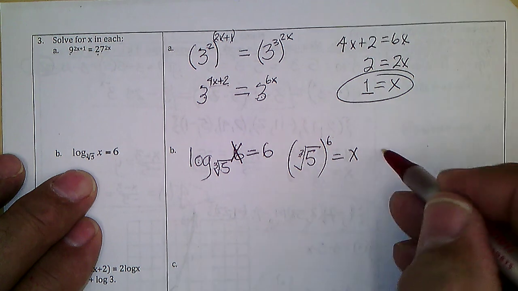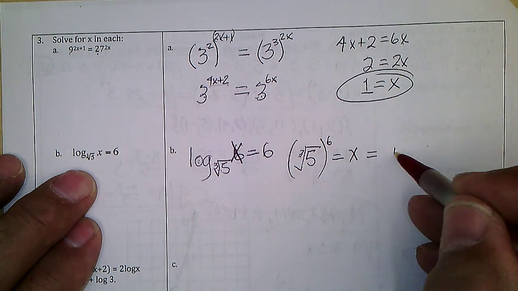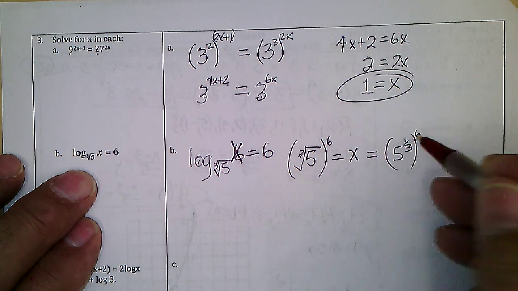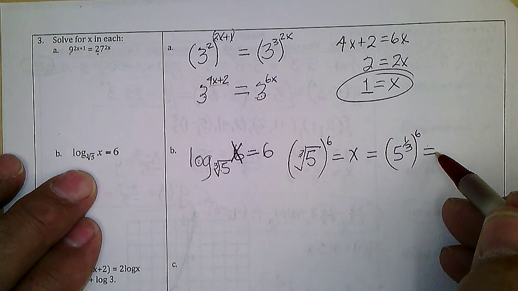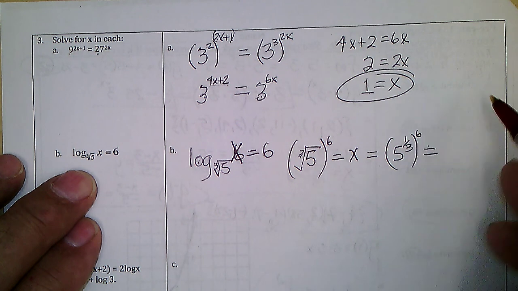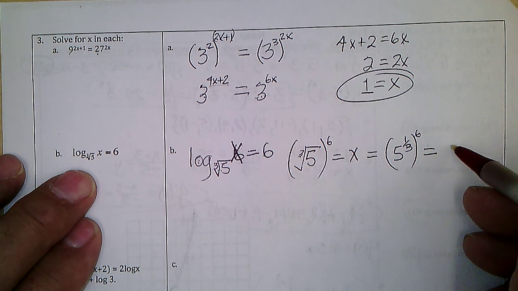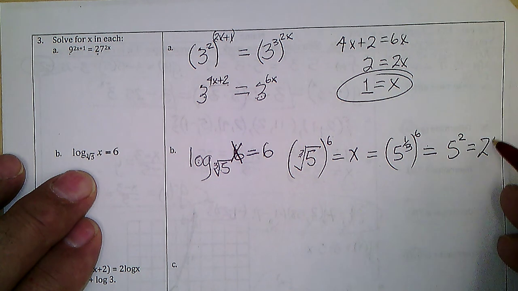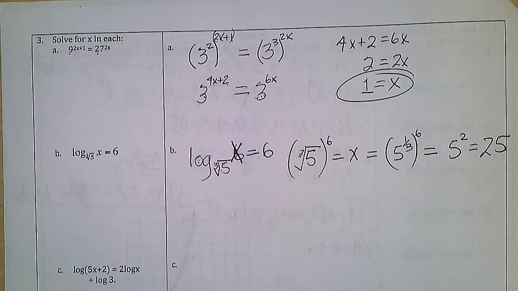But the cube root is 5 to the 1/3, to the 6th. And 1/3, when you've got a power to a power, you multiply. So 1/3 of 6 is 2. Okay?